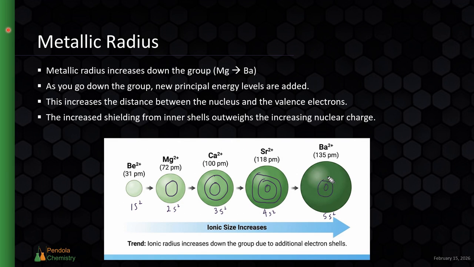What ends up happening is that these energy levels not only add distance, they also add shielding. And because of that, these ions get larger and larger and larger. And that's going to become very important, because as these ions get larger, different things are going to happen, like its effect on ionization energy. So let's look at that.